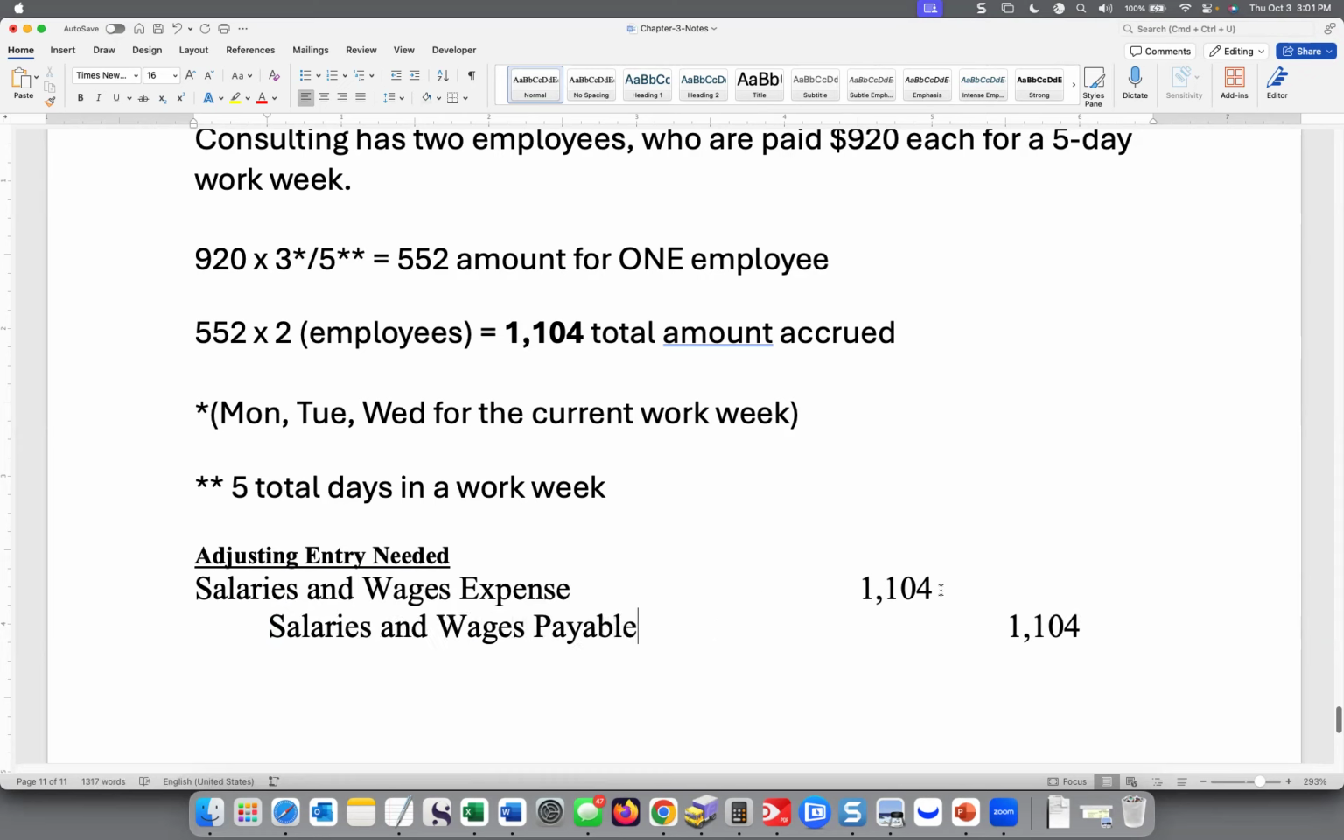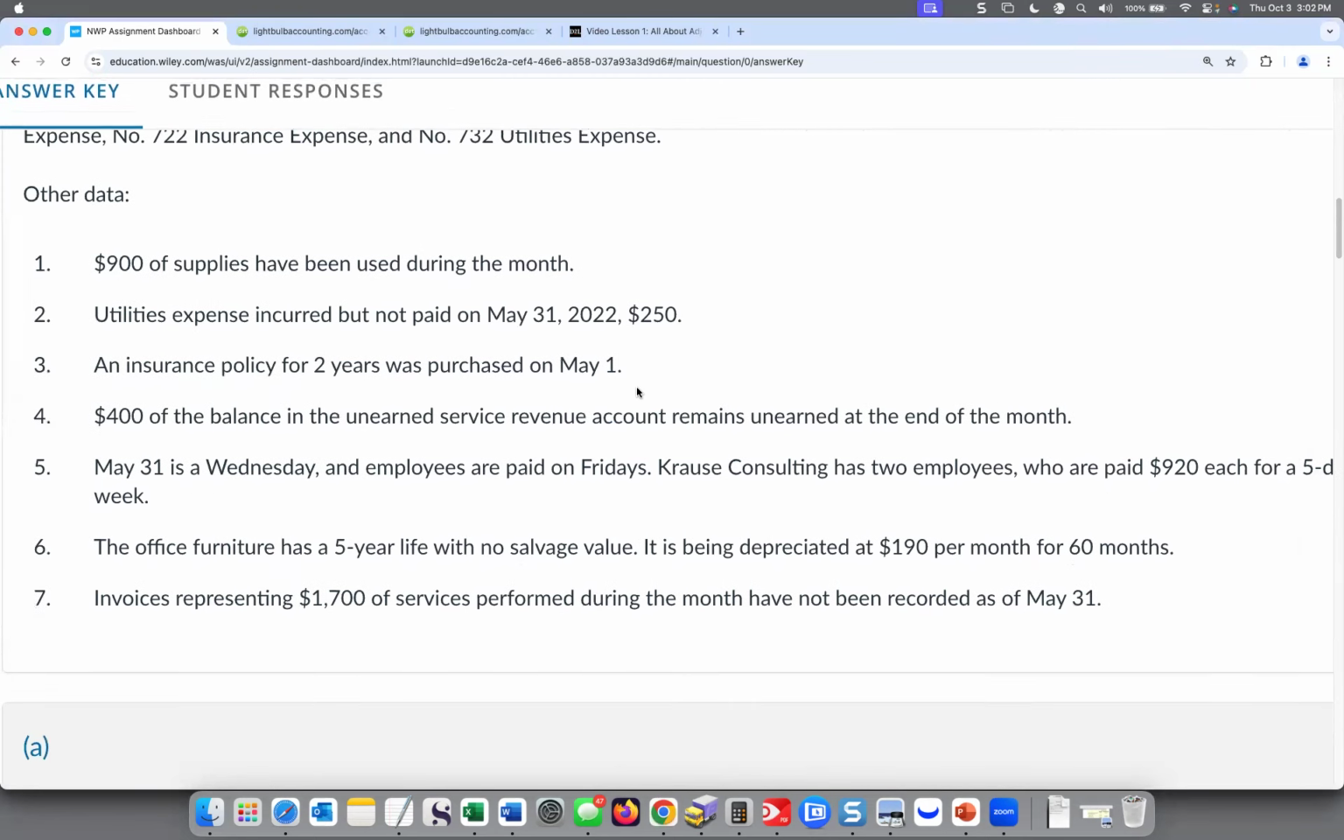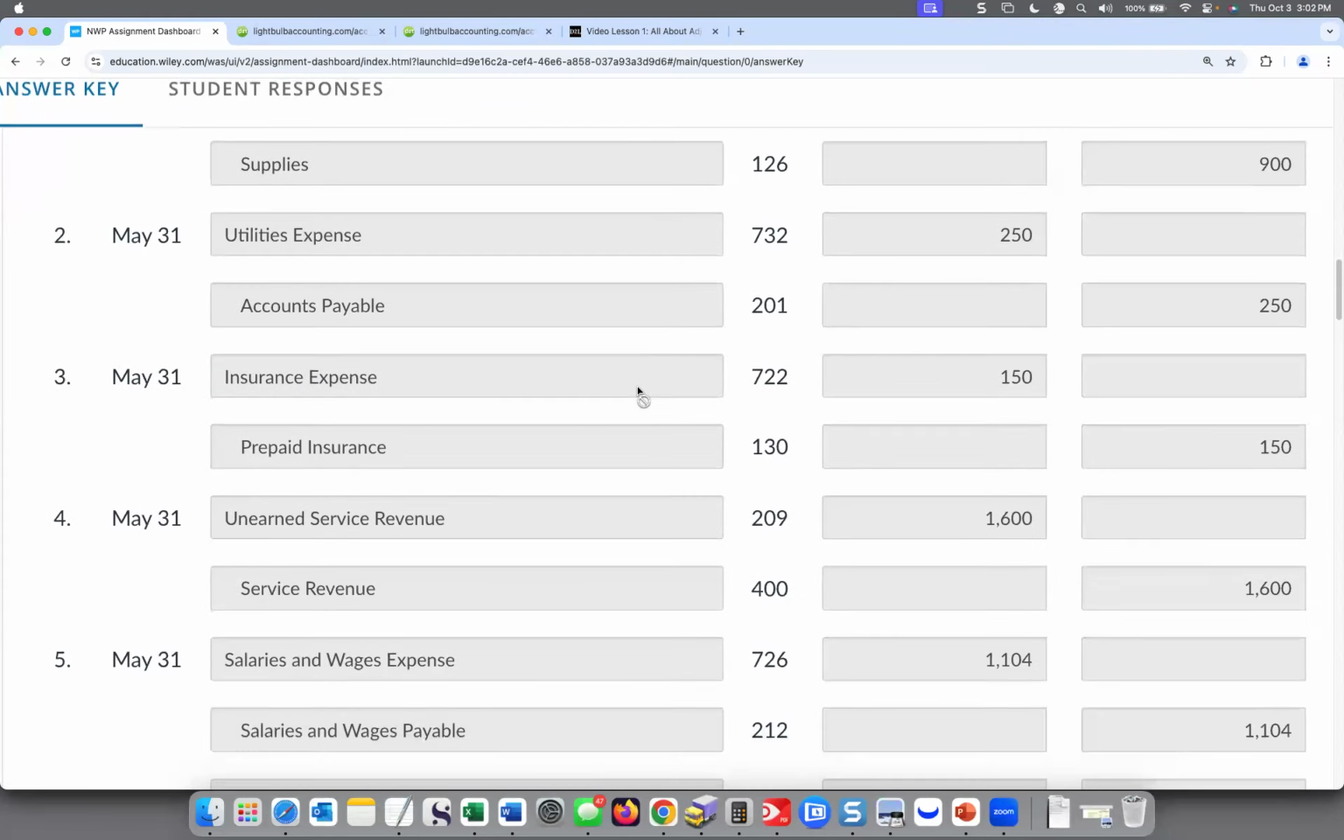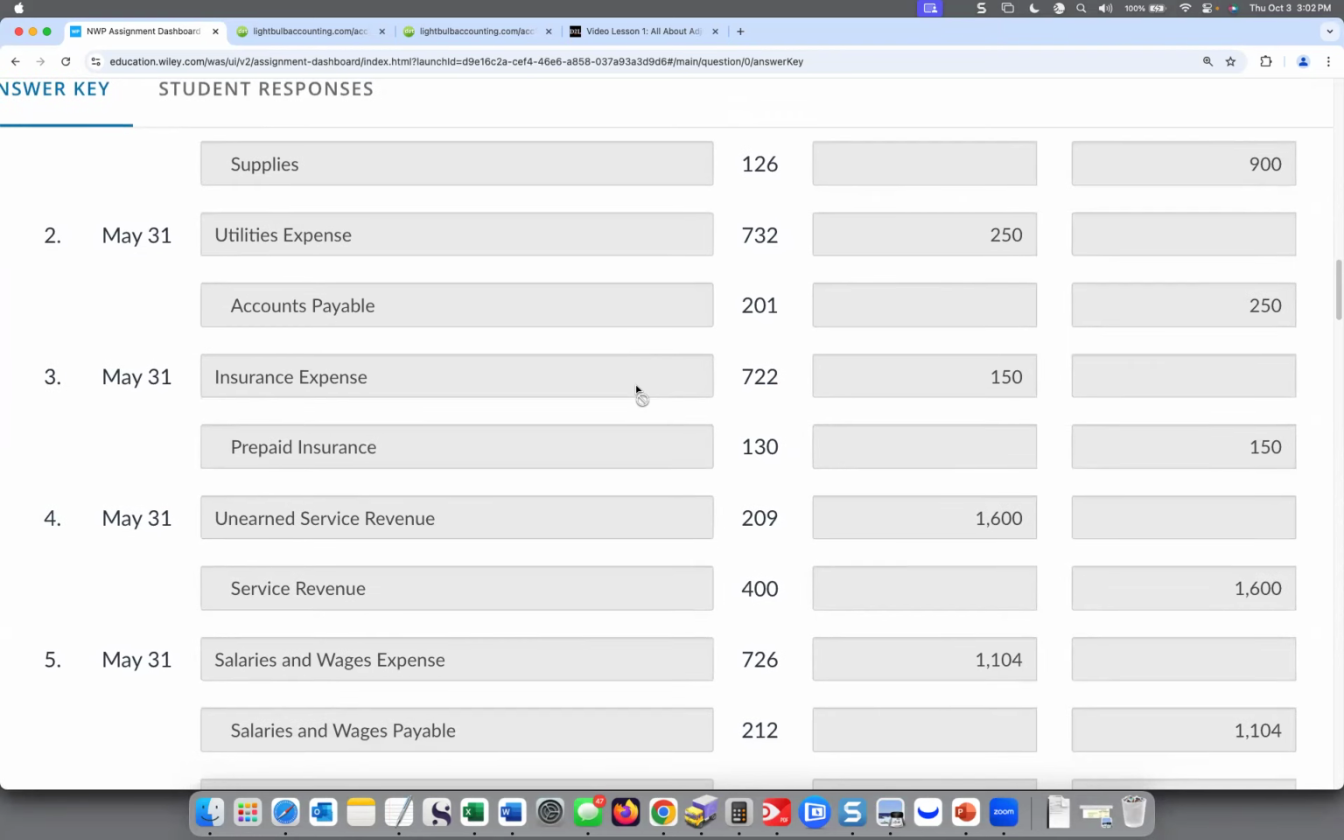Now, some businesses separate those, and they have individual accounts for both the expense and one for the salaries. But a lot of them just throw everything in the same deal. So there's your journal entry. And then, of course, in Wiley, that's what that is as well.